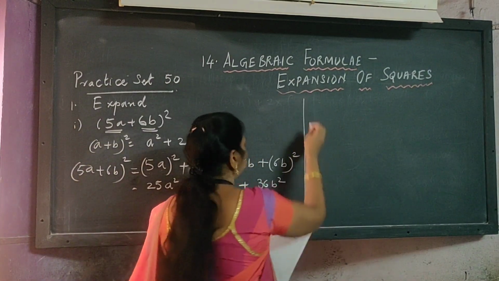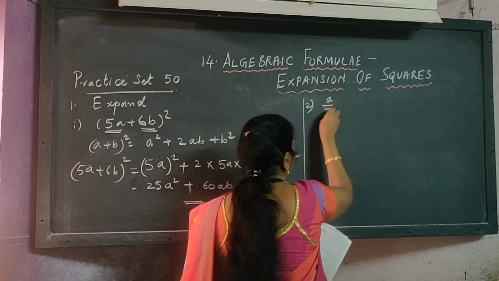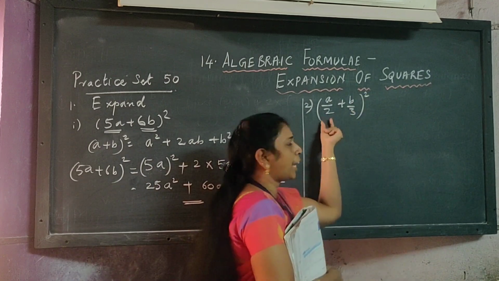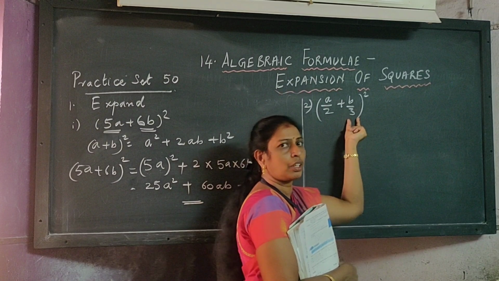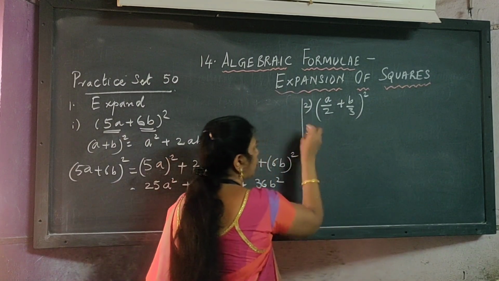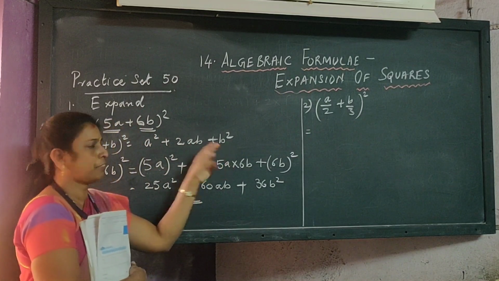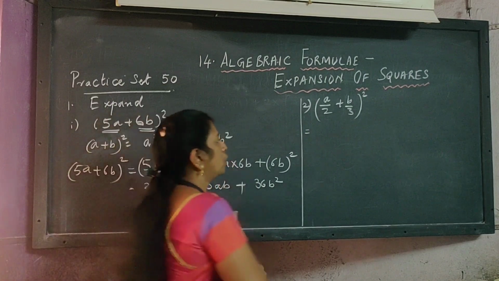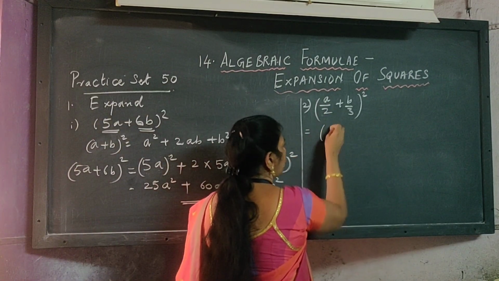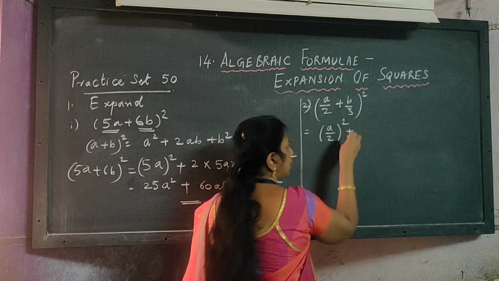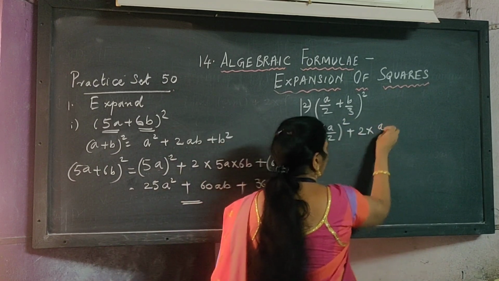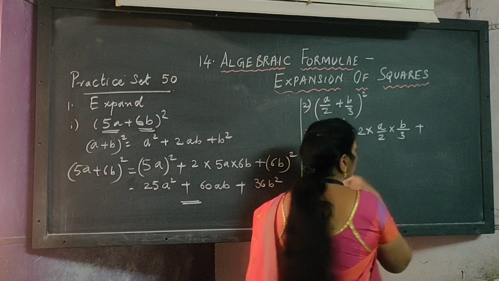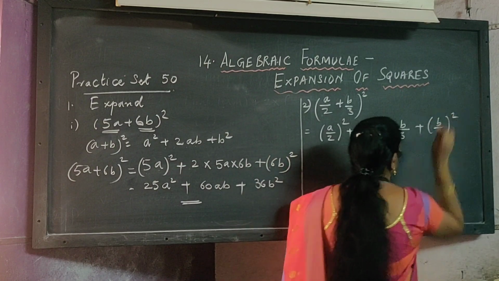Now do the second sum, that is (a upon 2 plus b upon 3) the whole square. So now here you will consider a upon 2 as your first term, b upon 3 as your last term. So what is the formula? a square plus 2ab plus b square, that is first term square plus 2 into first term into last term plus last term square. So here a upon 2 is your first term, so (a upon 2) the whole square, plus 2 into, what is your first term? a upon 2. What is your last term? b upon 3, plus last term square, that is (b upon 3) the whole square.